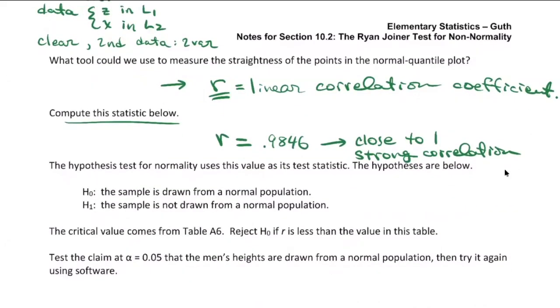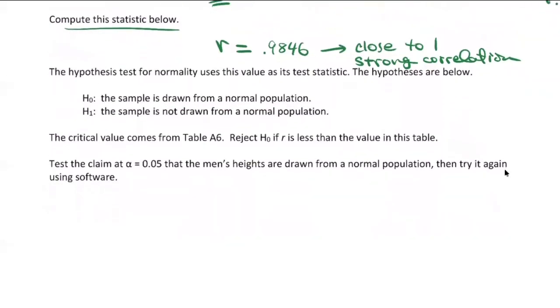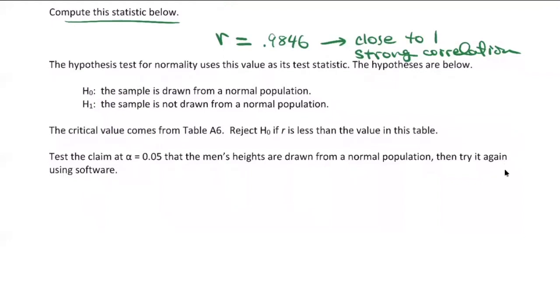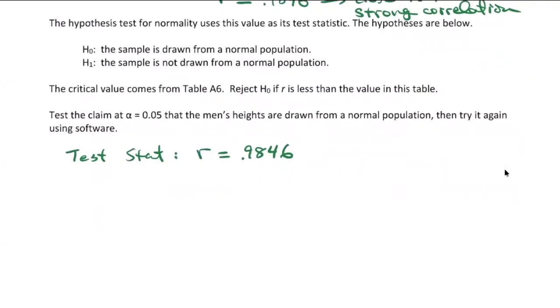The null hypothesis here for the test says that the sample is drawn from a normal population. The alternative just says it's not drawn from a normal population. We're going to test the claim at a 0.05 alpha that the men's heights are drawn from a normal population, and then try it again using software. We won't do that, but the test statistic is just R. So R was 0.9846. There's no probability distribution, but there's a table of critical values.